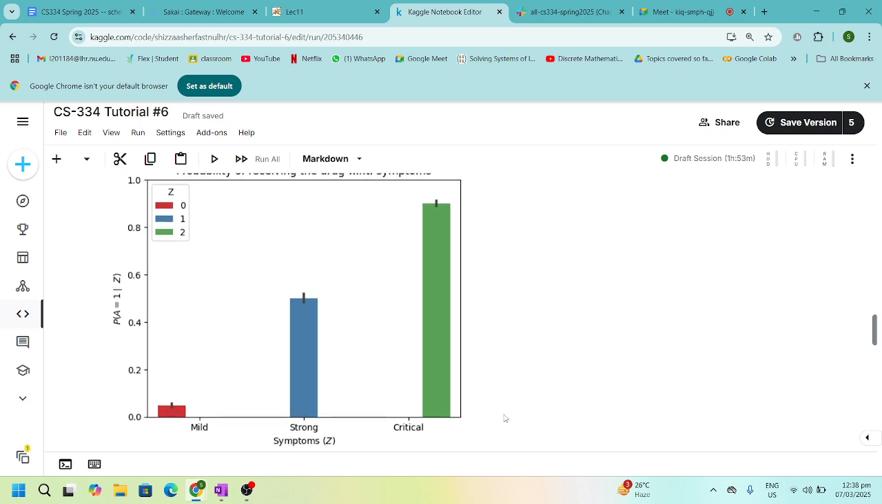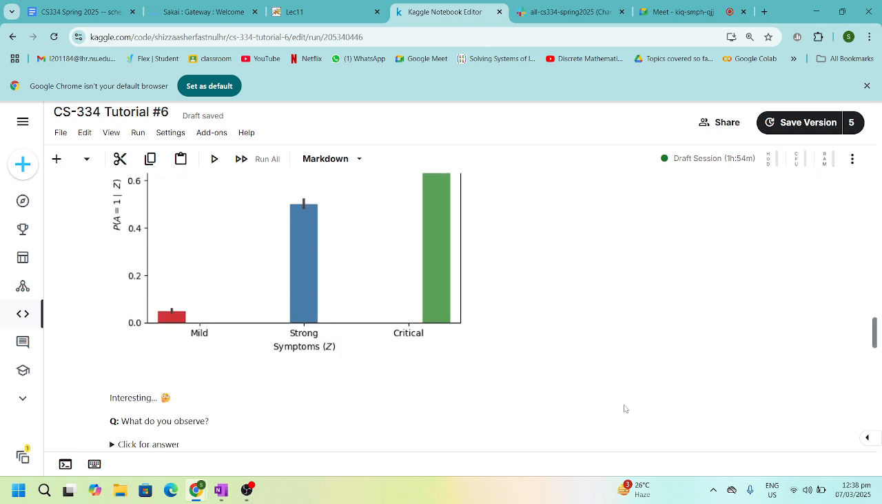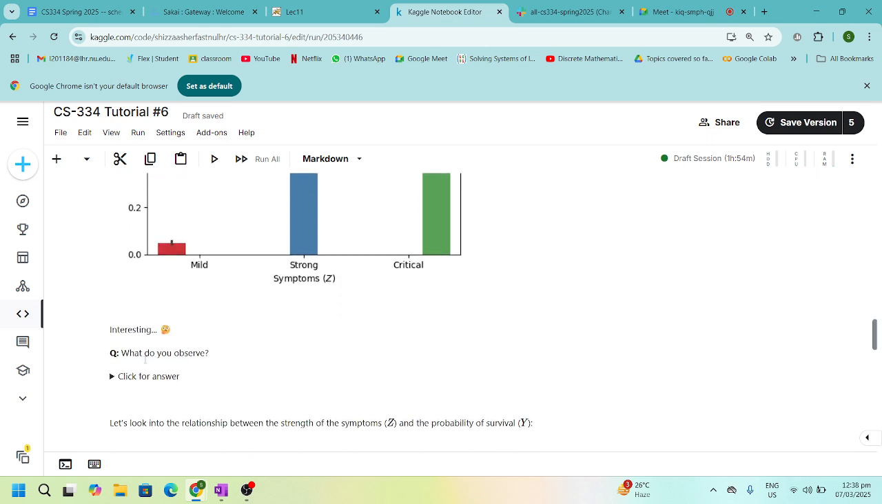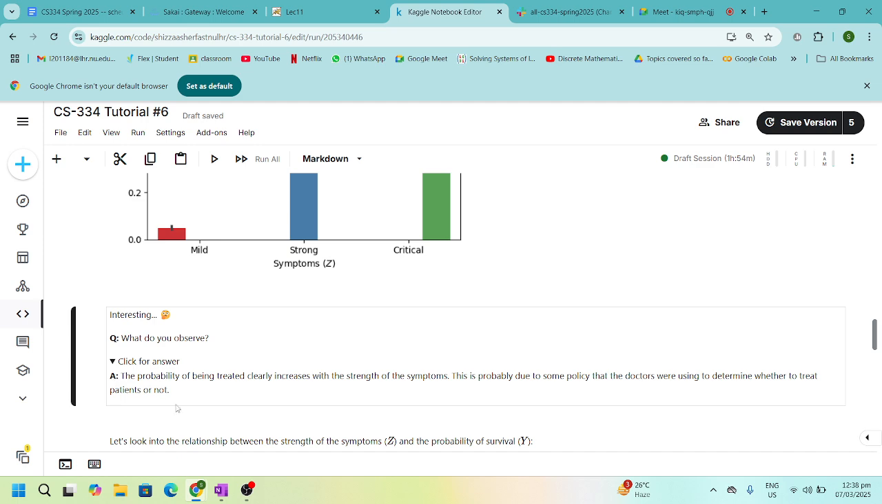Similarly, in this case, we cannot determine that the given result, being whether people died or they survived this disease, we don't know if that happened because their symptoms were severe or that happened because they were given this treatment. Are there any questions at this point? Okay, all right, moving on. So the probability of being treated increases with the strength of symptoms.